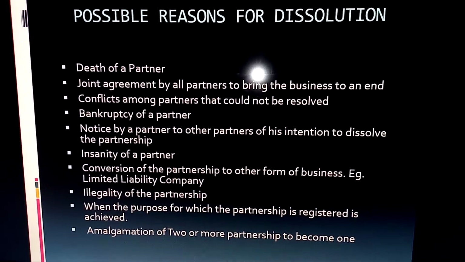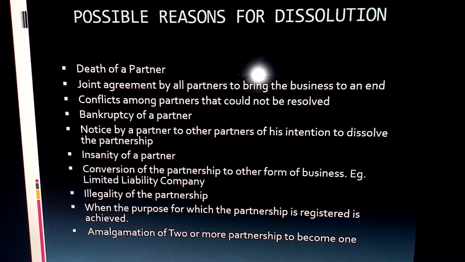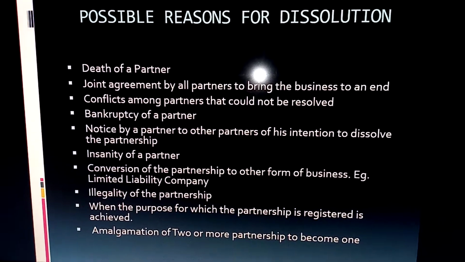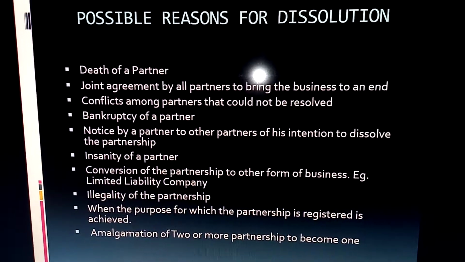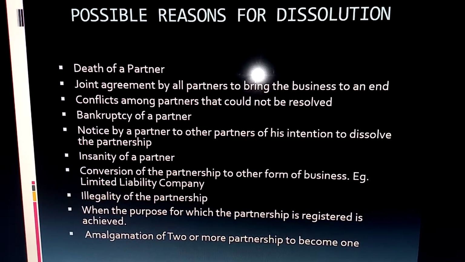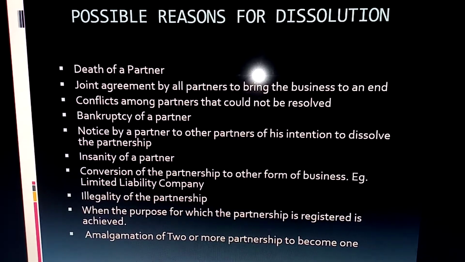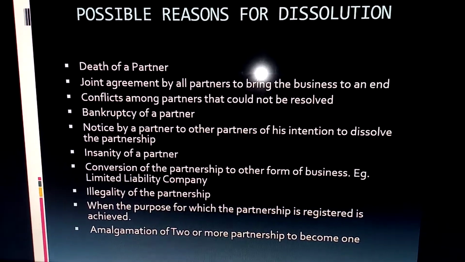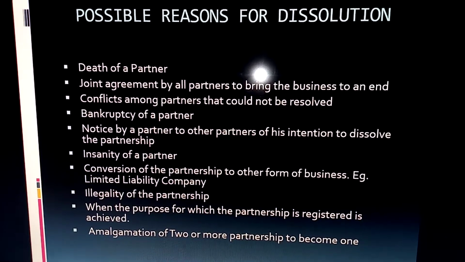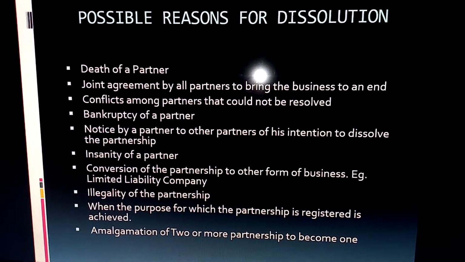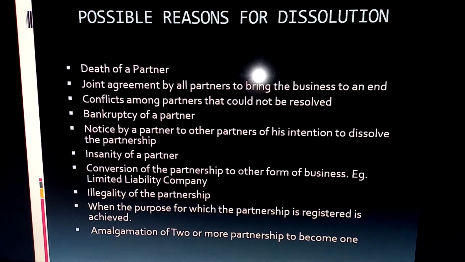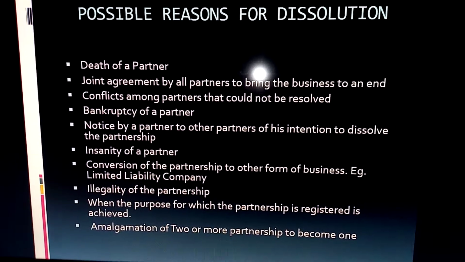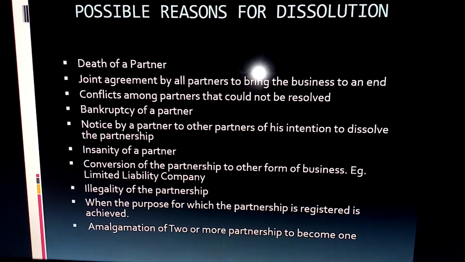So another thing is where the purpose of the partnership is achieved. So if you have registered a partnership business with a friend for a particular purpose, the moment you achieve that purpose, you have to dissolve the partnership. We have amalgamation of 2 or more partnerships. Amalgamation means to bring 2 partnerships to become one. So if you're trying to bring maybe X and Y together with A and B to form ABXY, the idea is that X and Y will have to be dissolved, A and B will have to be dissolved before you bring them together. So that can be a reason for dissolution.